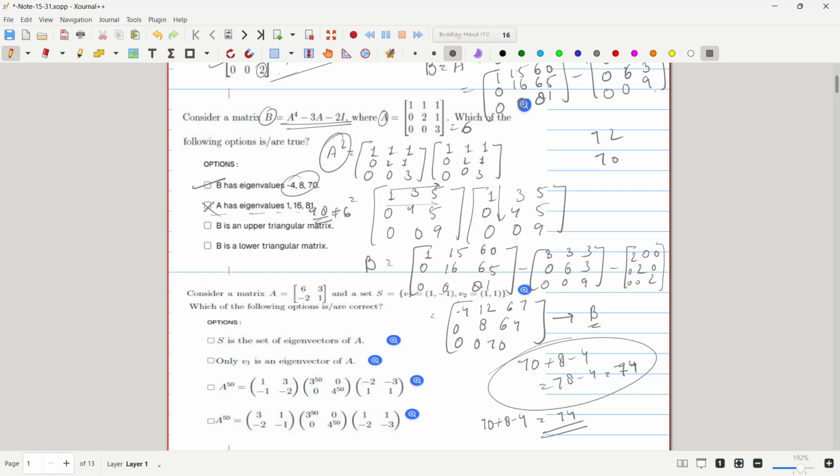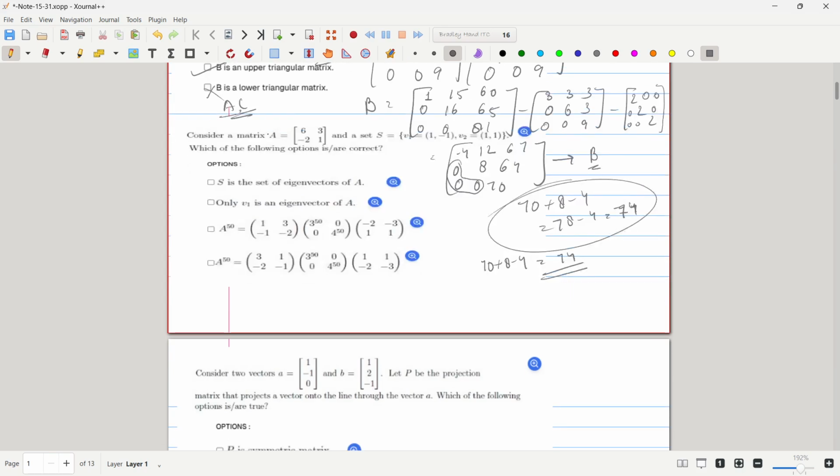B is an upper triangular matrix. As you can see in this option, the elements below the diagonal are 0, so B is an upper triangular matrix. Is B a lower triangular matrix? No. So options A and C are the correct answer. I hope it is clear.